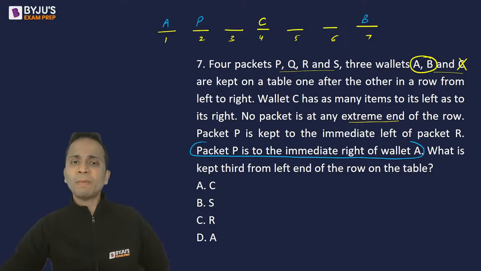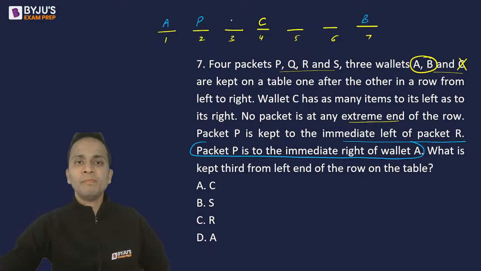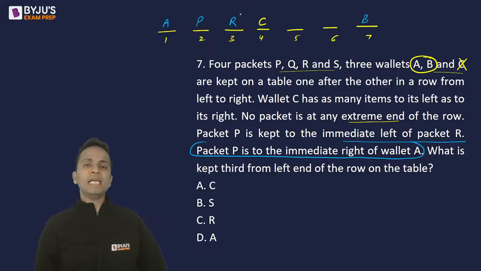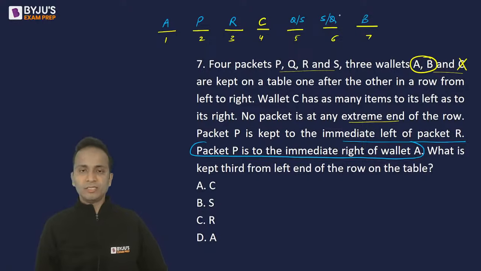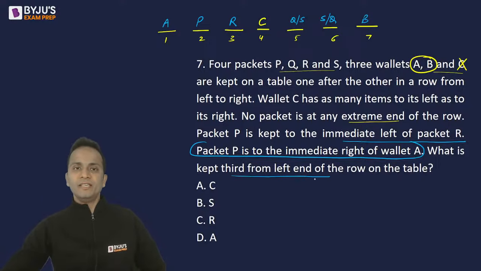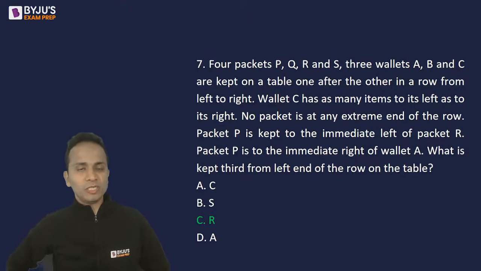Okay, next is packet P is kept to the immediate left of R. So R will be at number 3. Then the remaining two packets Q and S will be at 5 or 6. So this is the final arrangement. Question is, what is kept third from the left end? That means at number 3, what is kept? R is kept at this place. So the correct answer will be option C, that is R. Question number 7, option C is absolutely correct.